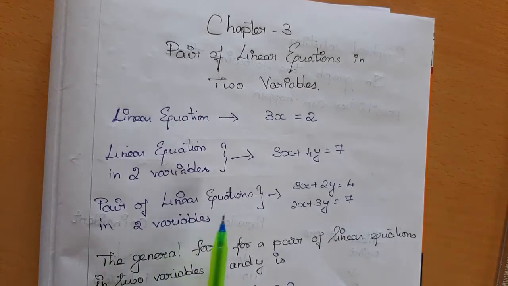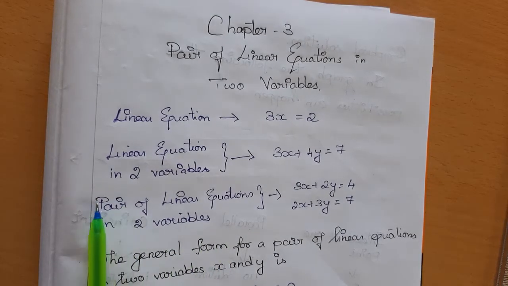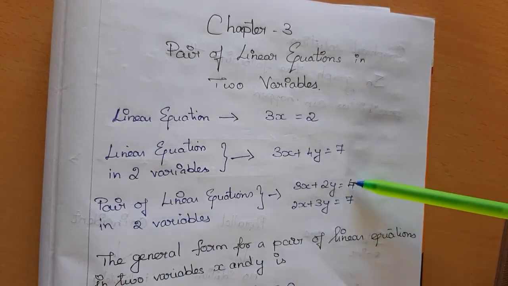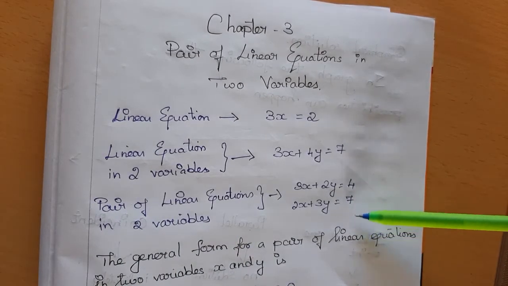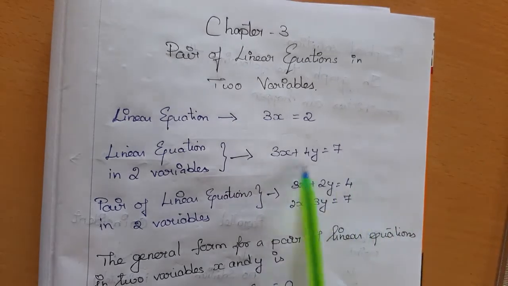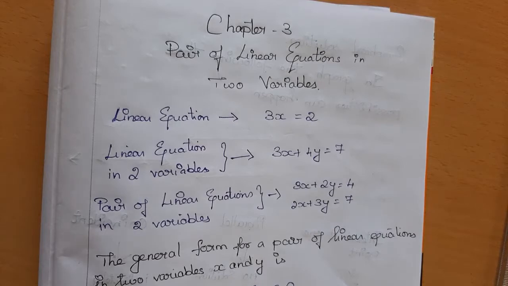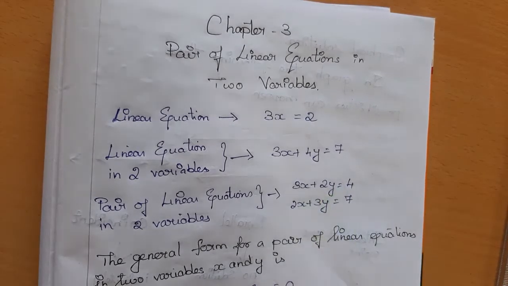The pair of linear equations in two variables. This is our chapter, the pair. So we are going to deal with the pair of linear equations in two variables. This is an example of a pair of linear equations: two equations with two variables. Two linear equations, the degree is 1.